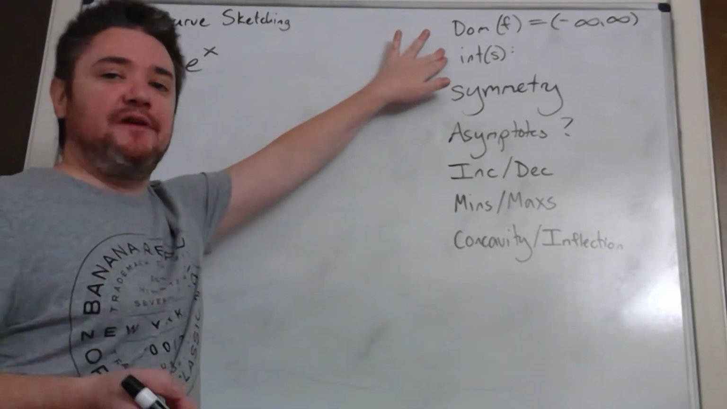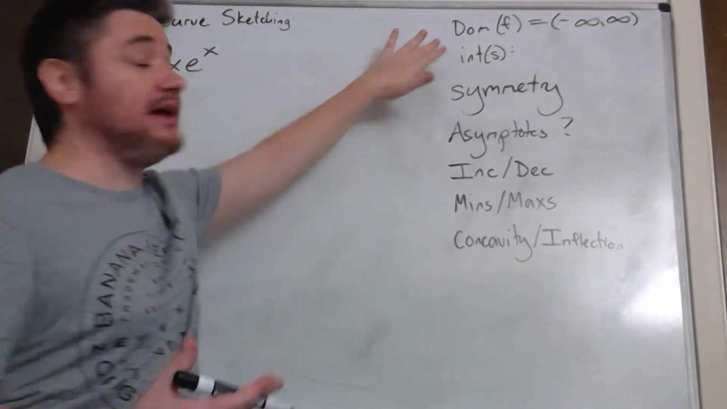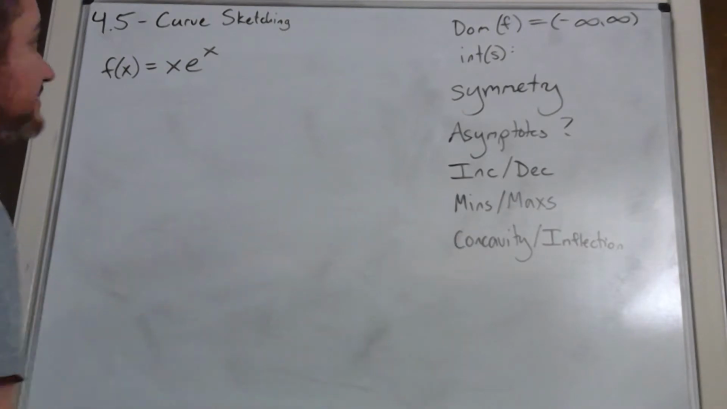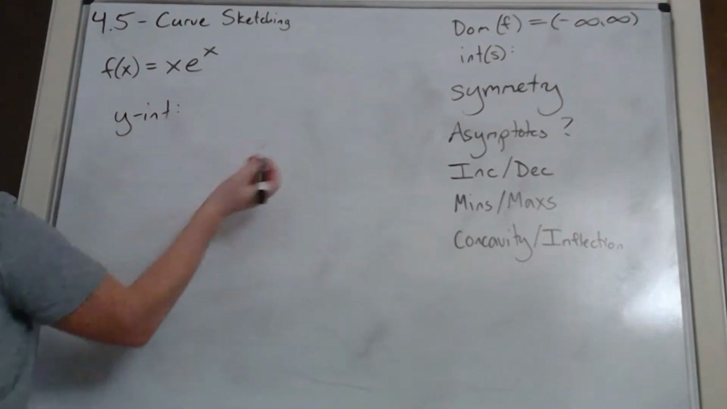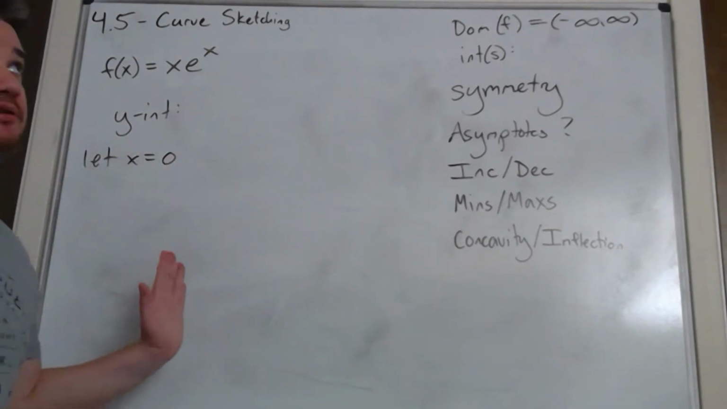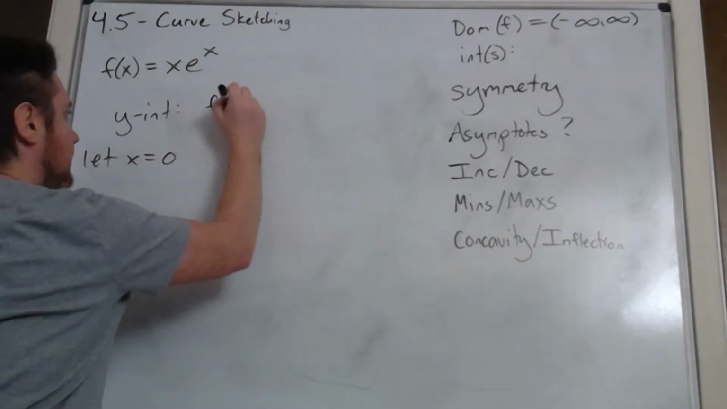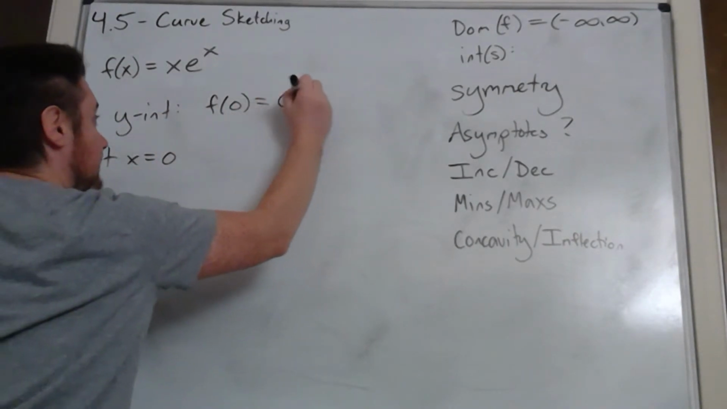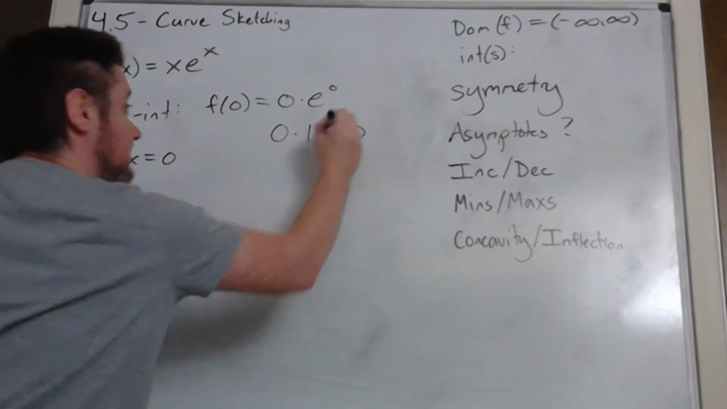So the easiest thing to find, I always tell my pre-calc students, the easiest thing you can do in a pre-calc class is find the y-intercept of a function. And I guess it's the easiest thing we can do here. And to find the y-intercept, what we want to do is let x equal 0. Right? If x equals 0, then your coordinate is on the y-axis. That's your y-intercept. So simply f of 0 is 0 times e to the 0. E to the 0 is 1, but 0 times 1 gives us 0.